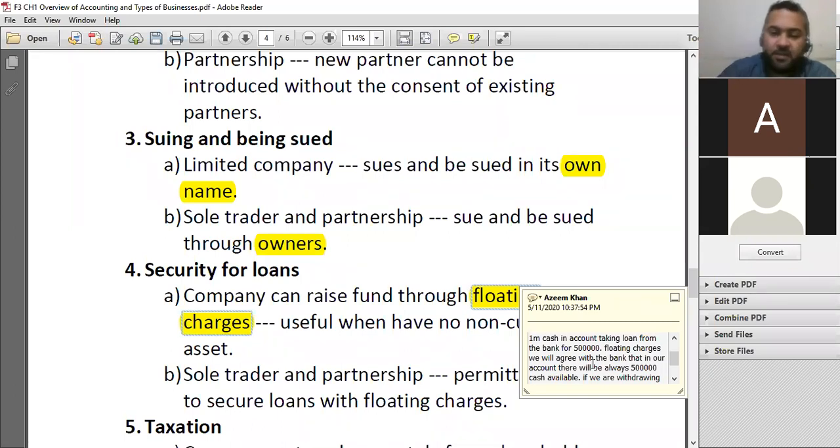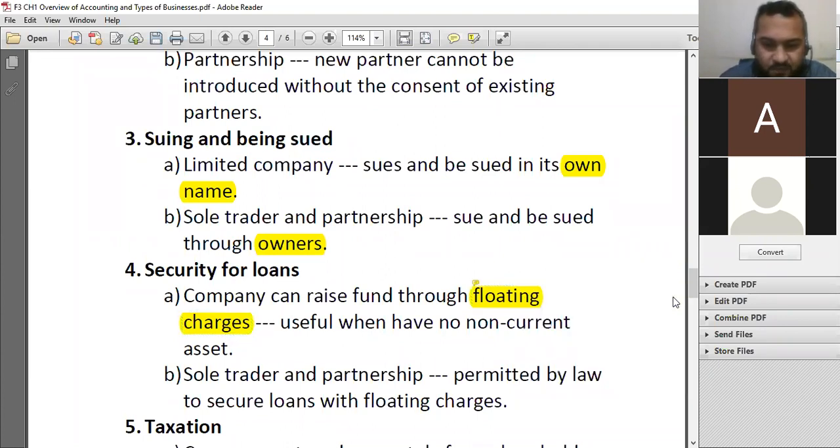And what will the loan provider do? They will make it clear to the bank that if this company's balance is coming down from this, you should stop it. You should not process the payment. Clear or not? Is the floating charge clear?